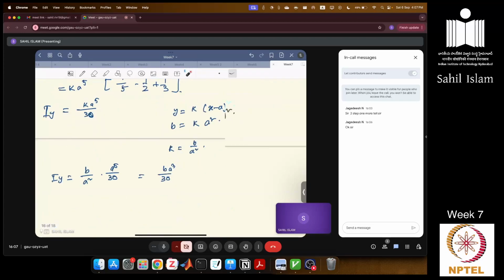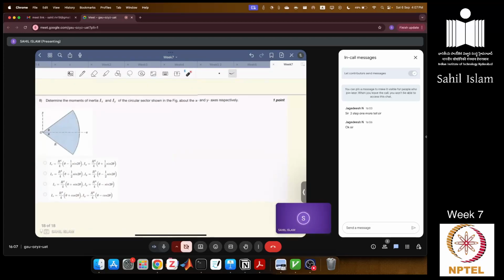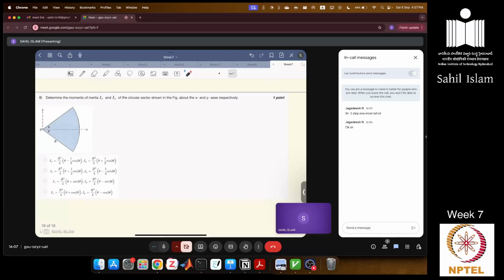Okay, so we'll go towards the next question. It is the last question. It's a similar problem, and it is given: determine the moment of inertia Ix and Iy of the circular sector shown in the figure about the x and y axis respectively. So I have to find Ix and Iy. It's similar to the last problem. So Ix is y squared dA and Iy is x squared dA. Now it is a part of a circle.